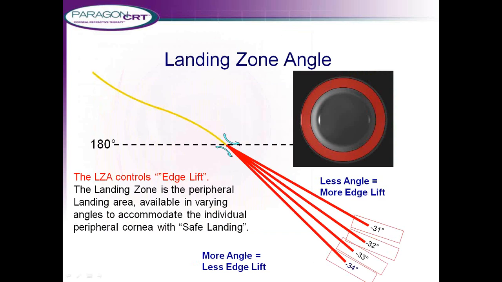While the base curve is a mathematical calculation and the return zone depth is a function of required treatment in corneal sagittal depth, the landing zone angle is available with different angles depending on the local slope at the mid-periphery. Remember, the landing zone angle is measured from horizontal. So angles below horizontal are always a negative angle.